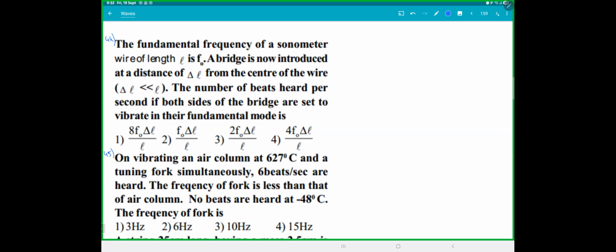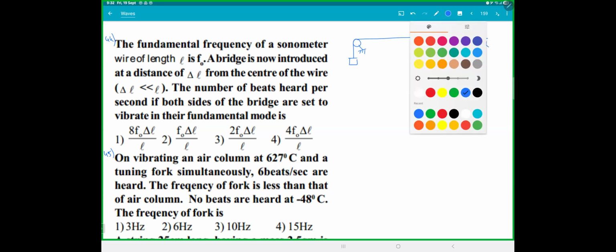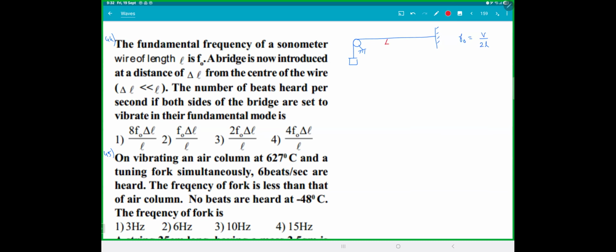Did you get the picture? So we have a sonometer. He's saying the fundamental frequency is F naught. So F naught is V by 2L. Then what you did, you kept a bridge in the middle. This length became L by 2 minus delta L. This length became L by 2 plus delta L. And each side is oscillating in its own fundamental frequency.